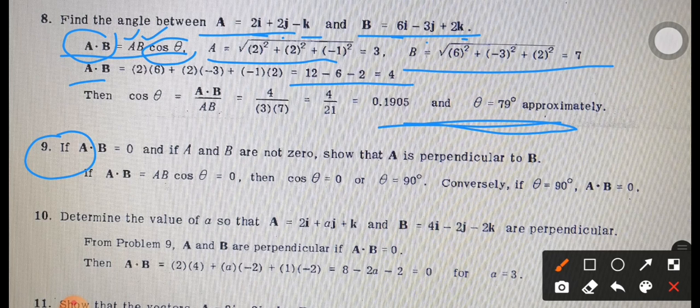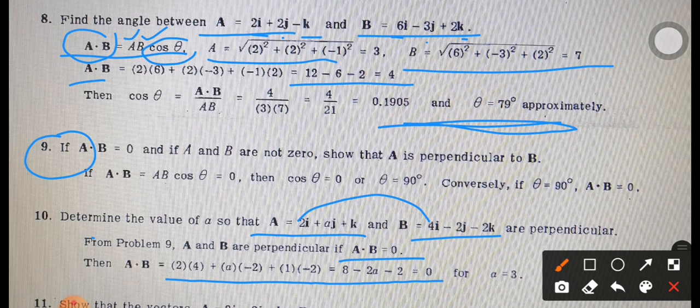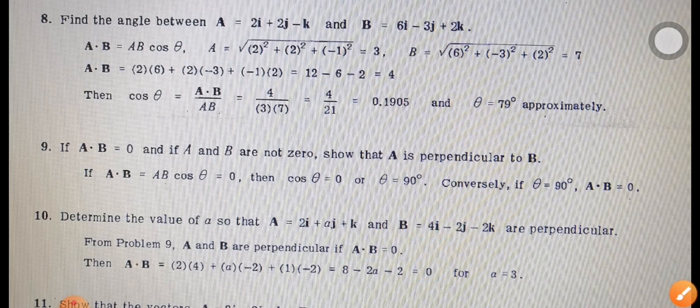Next we have question number 10, in which we have to determine the value of scalar A. The vector A is given to be 2i cap plus aj cap plus k cap, and the vector B is also given, and both vectors are perpendicular. If we are given the condition that both vectors are perpendicular, it means A dot B will be 0. Now we can calculate A dot B by multiplying the corresponding components. So here is A dot B, which is equal to 0, which shows that a will be equal to 3 in this case.